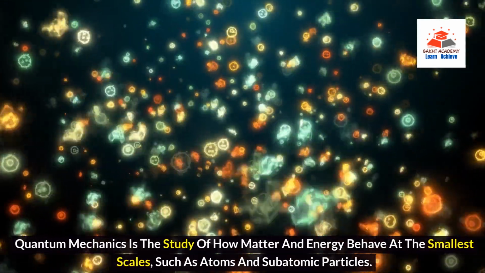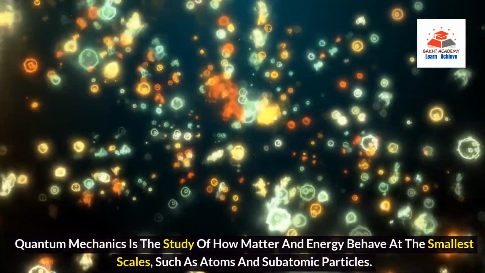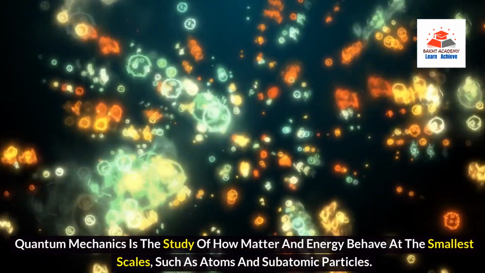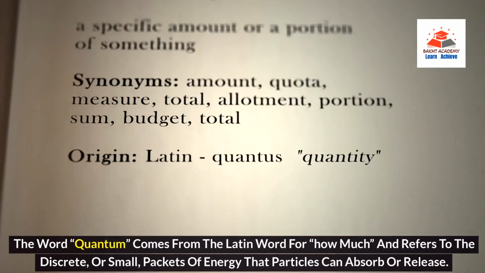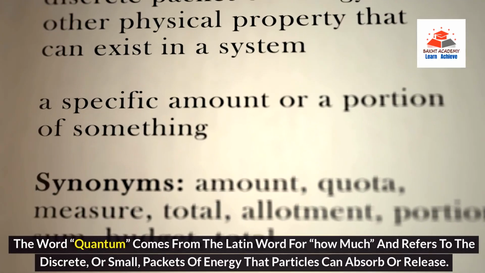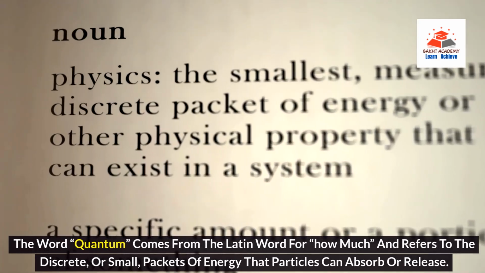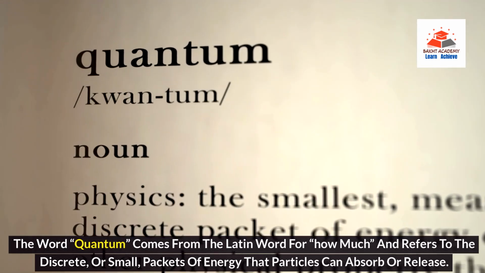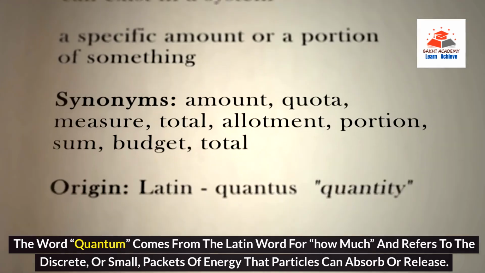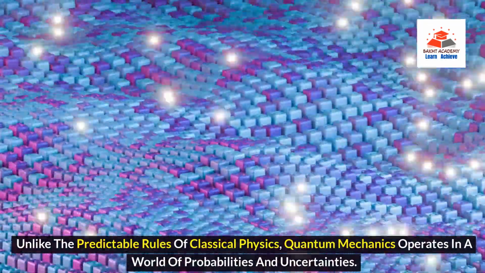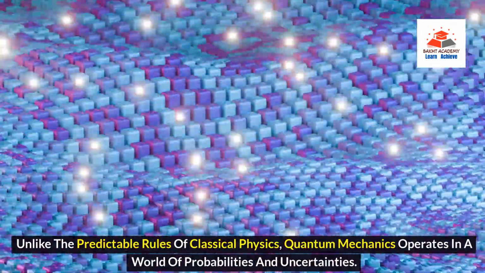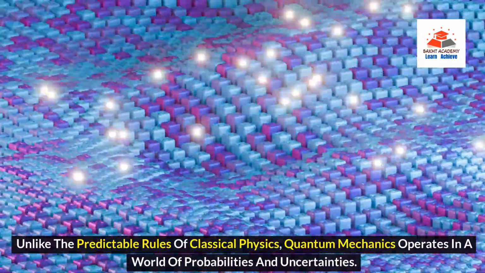Quantum mechanics is the study of how matter and energy behave at the smallest scales, such as atoms and subatomic particles. The word quantum comes from the Latin word for how much and refers to the discrete or small packets of energy that particles can absorb or release. Unlike the predictable rules of classical physics, quantum mechanics operates in a world of probabilities and uncertainties.